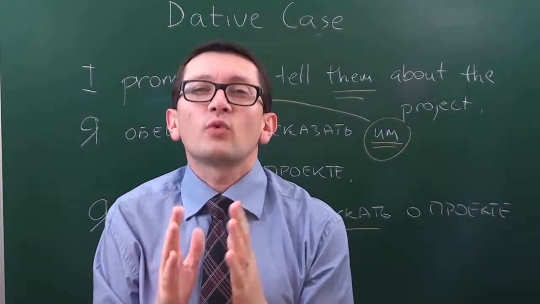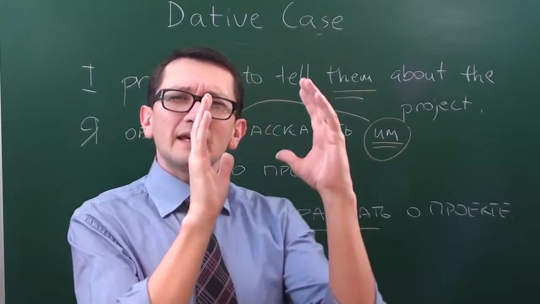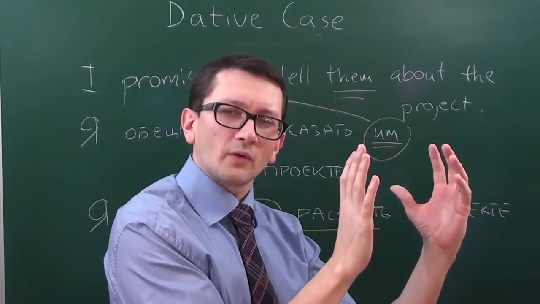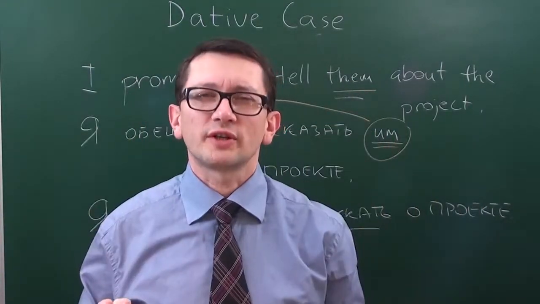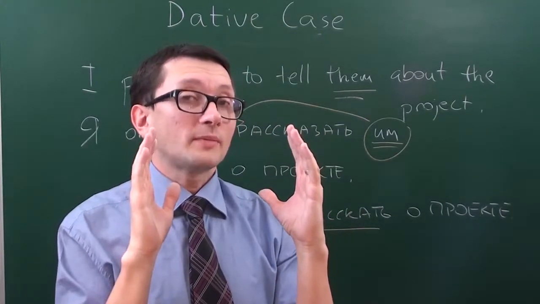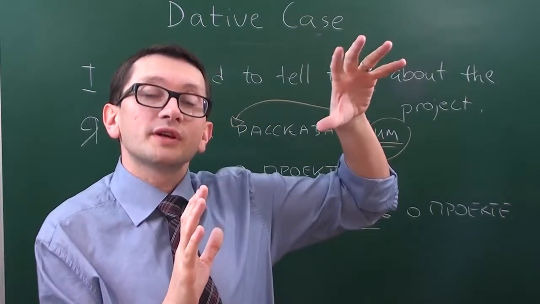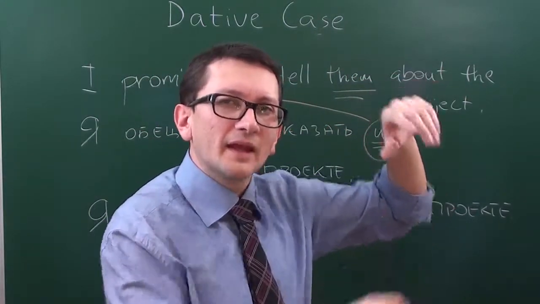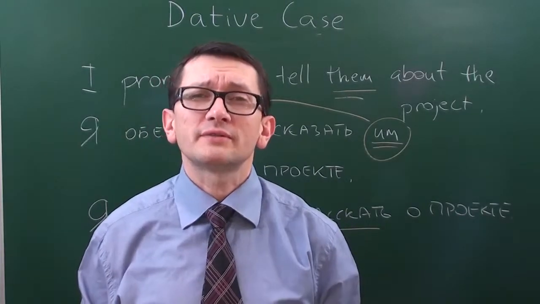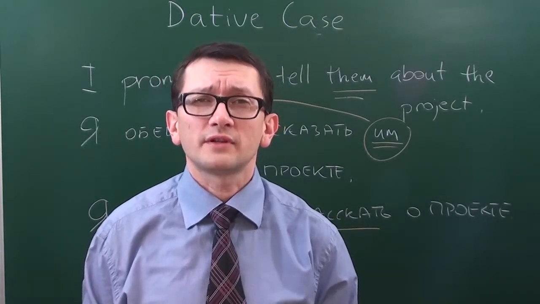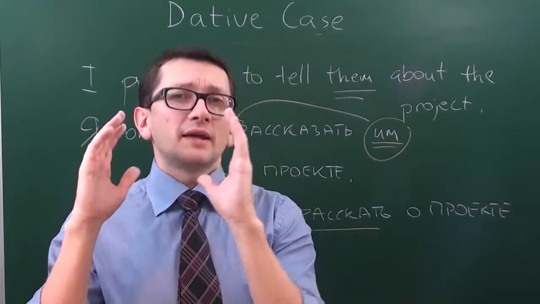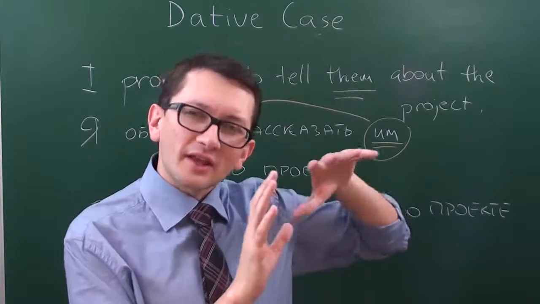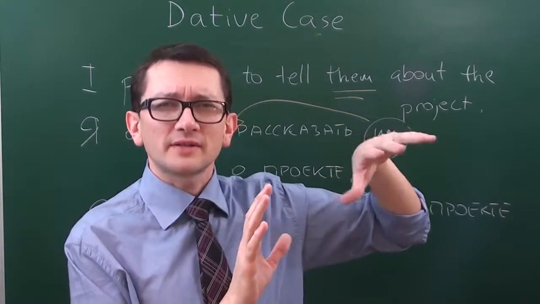Then we use it quite often with the accusative. I give something to somebody. Я даю книгу кому-то. Okay? We also use it with the prepositional case. I promised to tell them about something. Yes? About what? Рассказать о проекте. And quite often we also use the dative together with the infinitive form of the verb. Я обещал им, this is dative, рассказать. And the word рассказать, to tell, is in infinitive form.